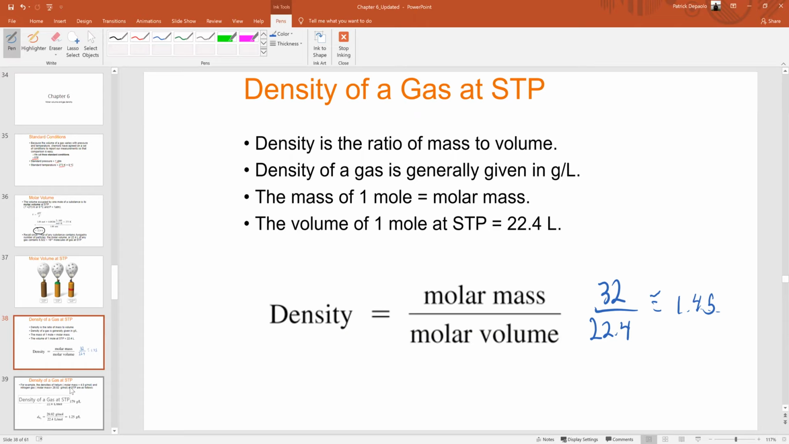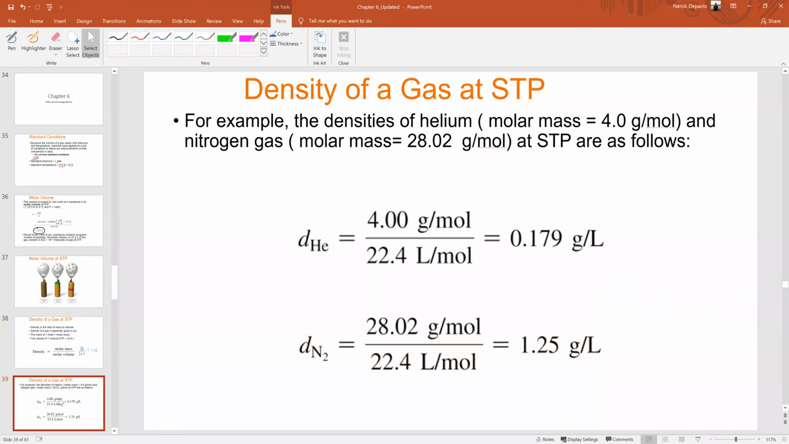But you can also figure out density at any condition, because you know how to figure out the liters or the volume of any gas at any condition because you have your formulas. You have your combined gas law and your ideal gas law. So here's examples of that. And it would be in grams per liter, because that's how the units will go.